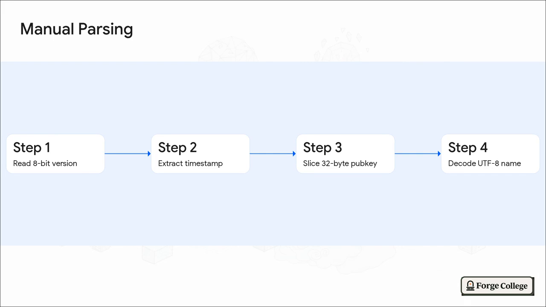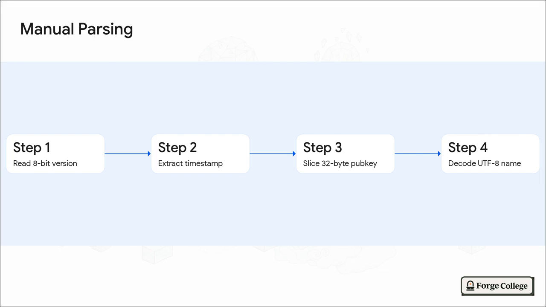Imagine our raw data is sitting on a conveyor belt. We track an offset that starts right at 0. Step 1, we read the first 8 bits to get our version number, which moves our offset forward by 1 byte. Step 2, we extract the next 64 bits for our timestamp, pushing that offset 8 bytes further down the line. Then, step 3, we slice exactly those 32 bytes we were just talking about to grab our public key.